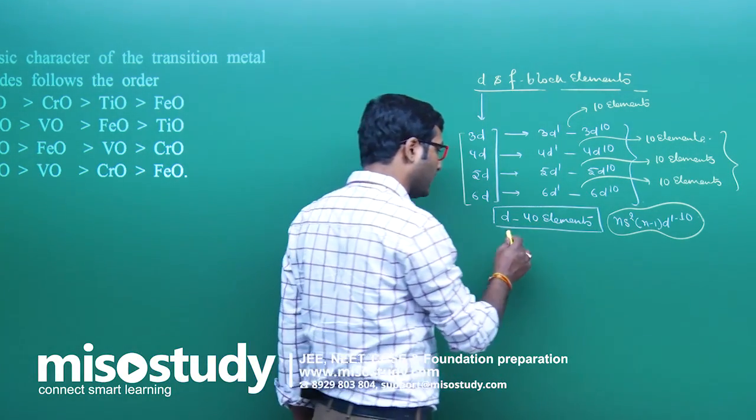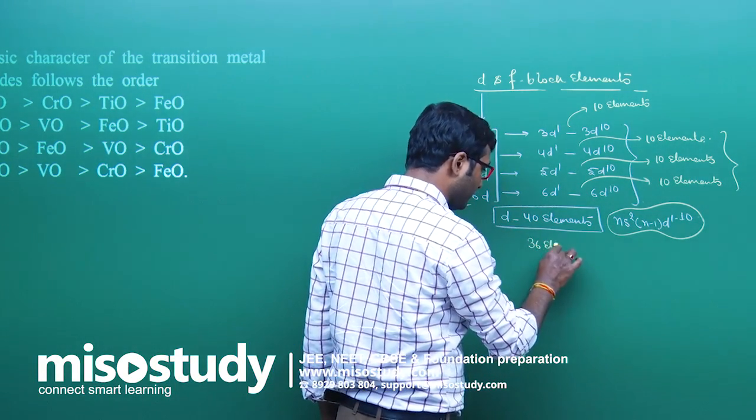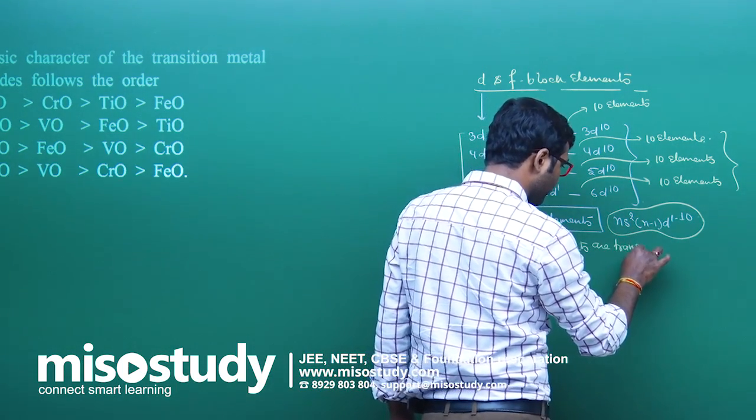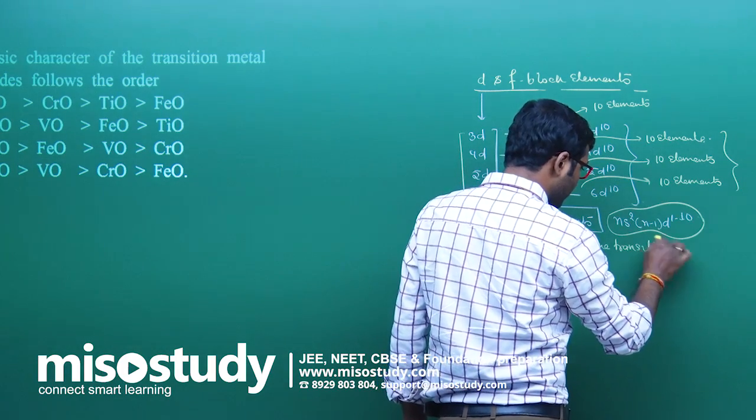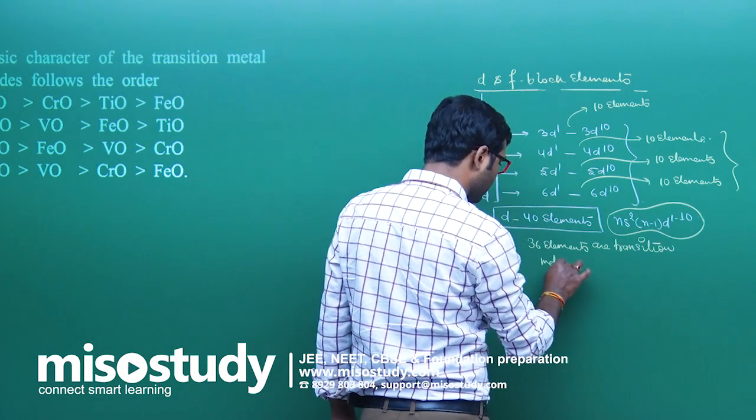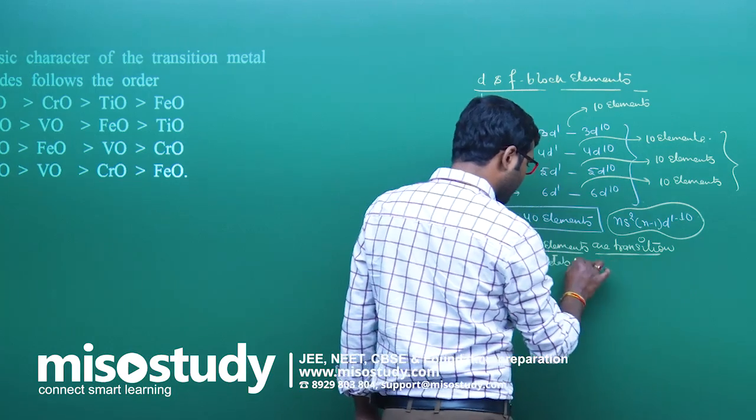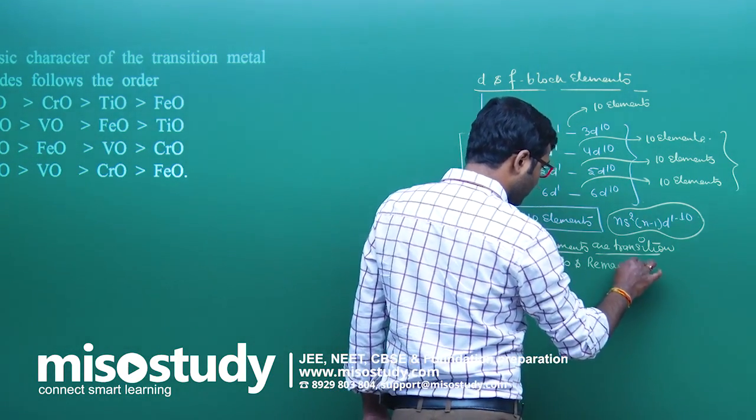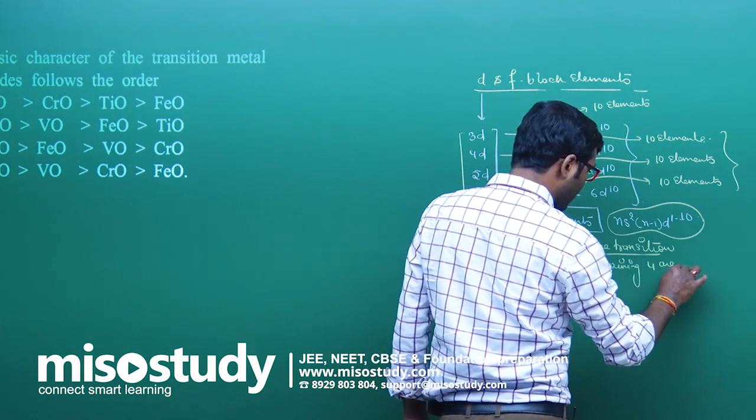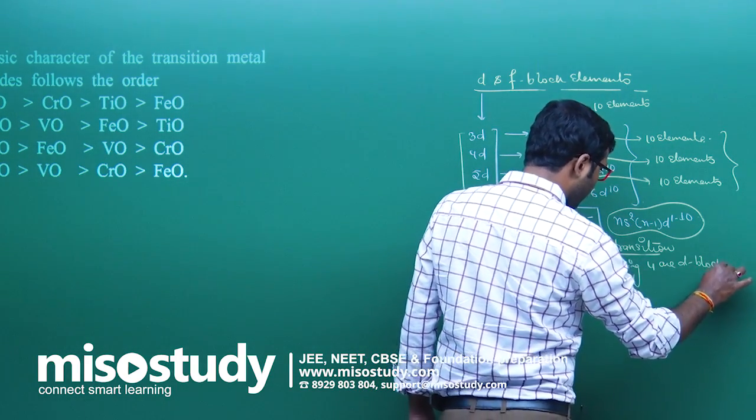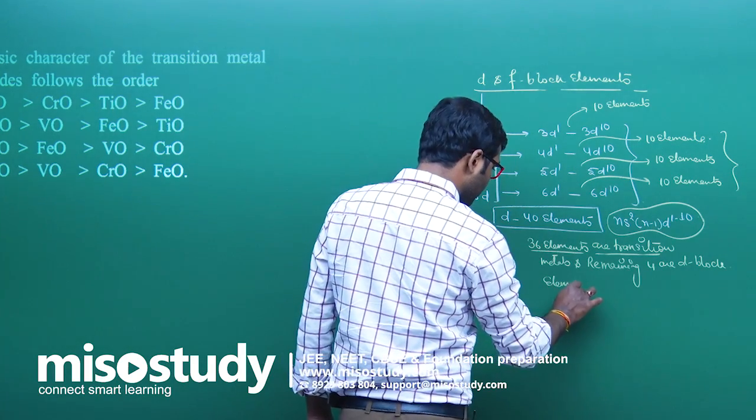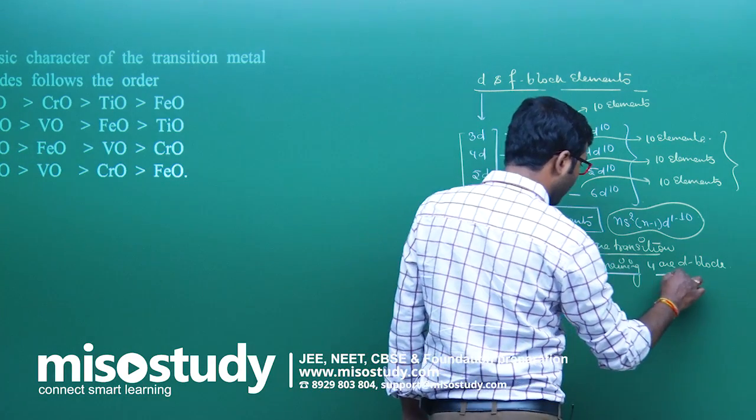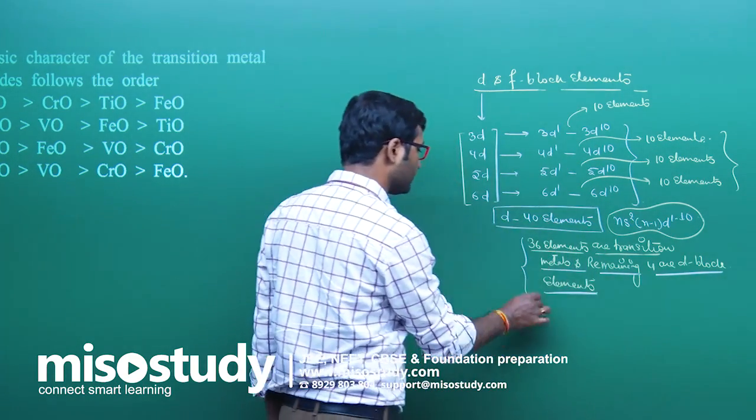Now the thing is, among them 36 elements are transition metals and the remaining 4 are D block elements. Again, 36 elements are transition metals and the remaining 4 are D block elements.